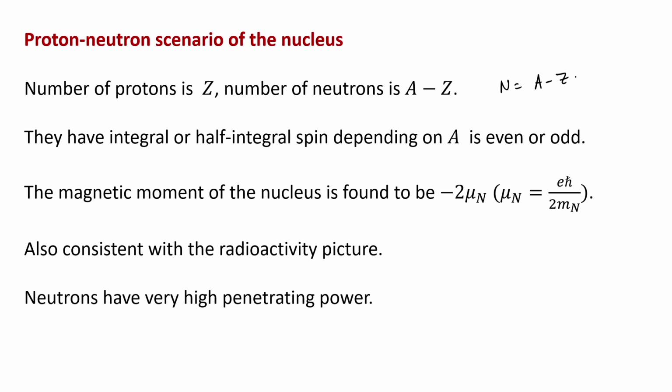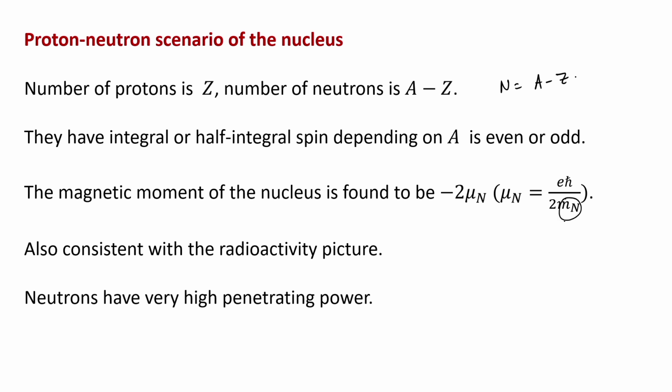And the magnetic moment of the neutron is found to be minus 2 mu n, which is of course opposite in sign to that of protons, and it is defined by e h cross by 2 m n, and this is much larger than the magnetic moment of electrons and very close to the magnetic moment of protons. It is much smaller than the magnetic moment of electrons, because there is a mass that divides here.